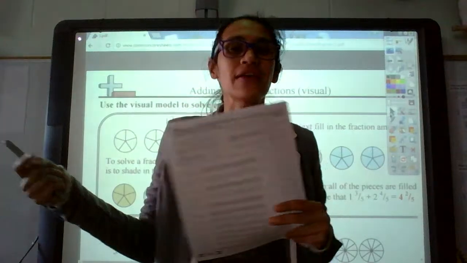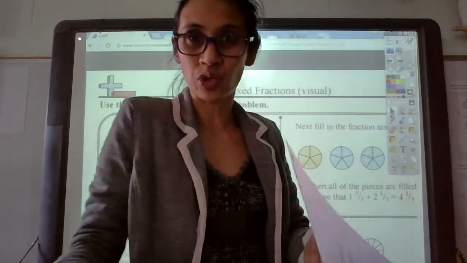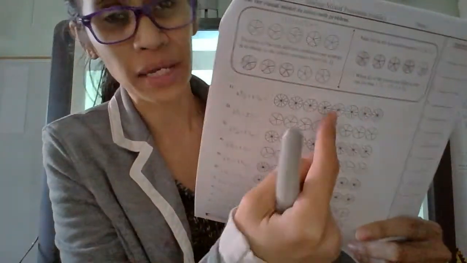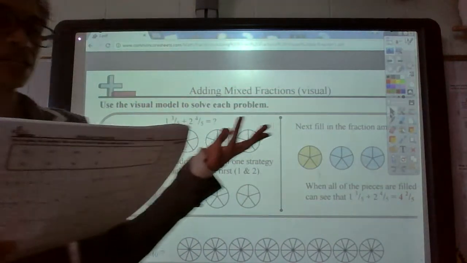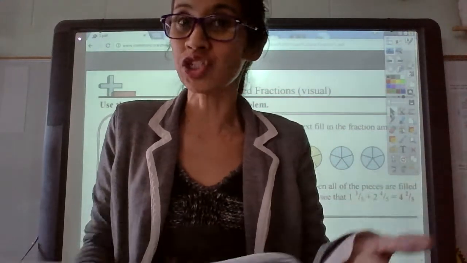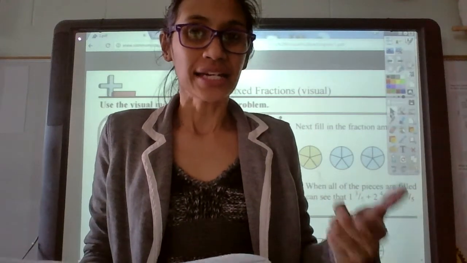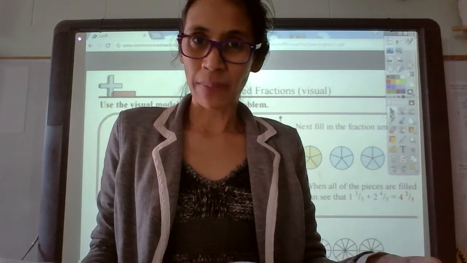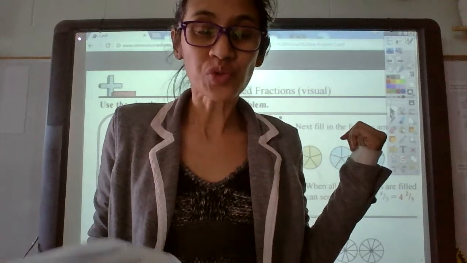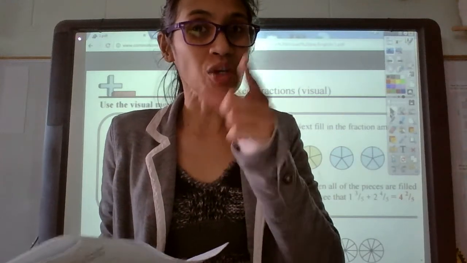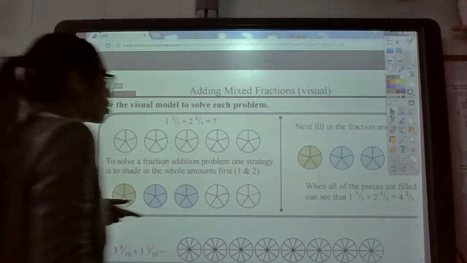Adding mixed fractions visually. That means using a picture, a visual representation, using a model. So make sure you turn to that page. Let's begin. It says to use the visual model to solve each problem. They gave you an example, so you can go ahead and read that to learn more. I'm not going to go through the example. But I am going to do the first one with you. I'm not going to do all of it, so make sure you pay attention. So let's look at number 1.